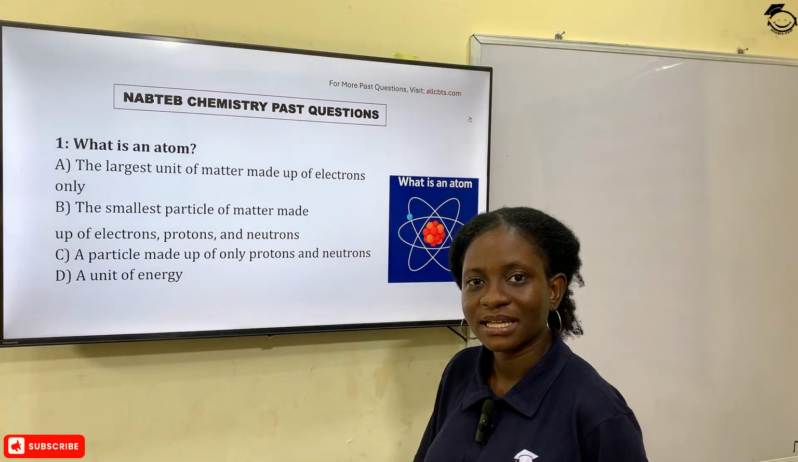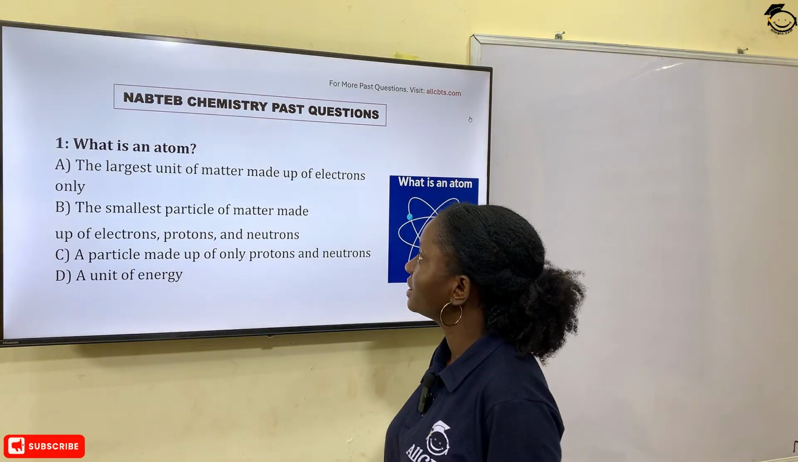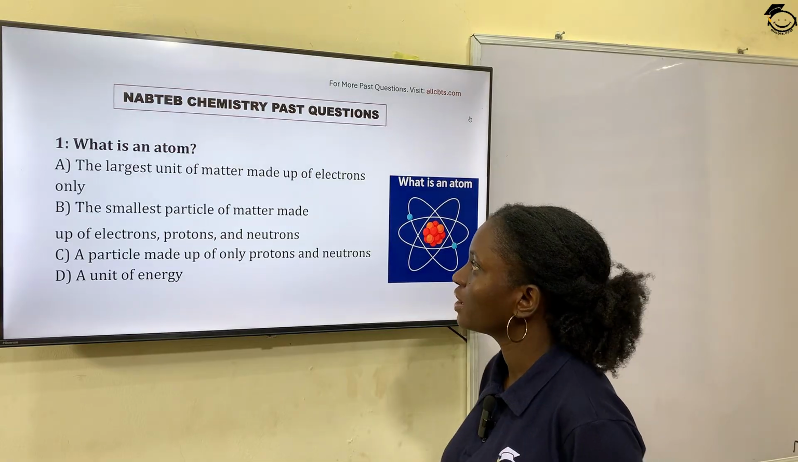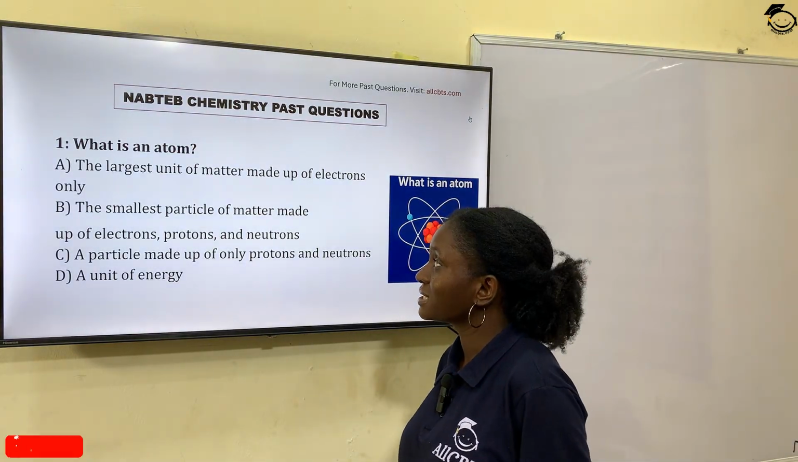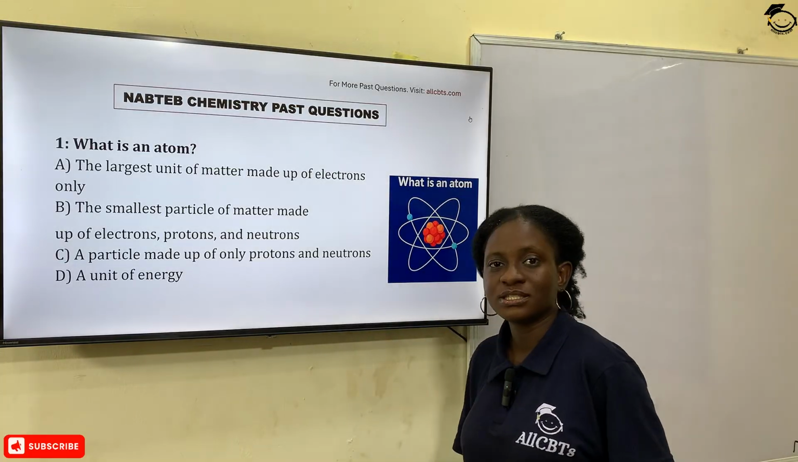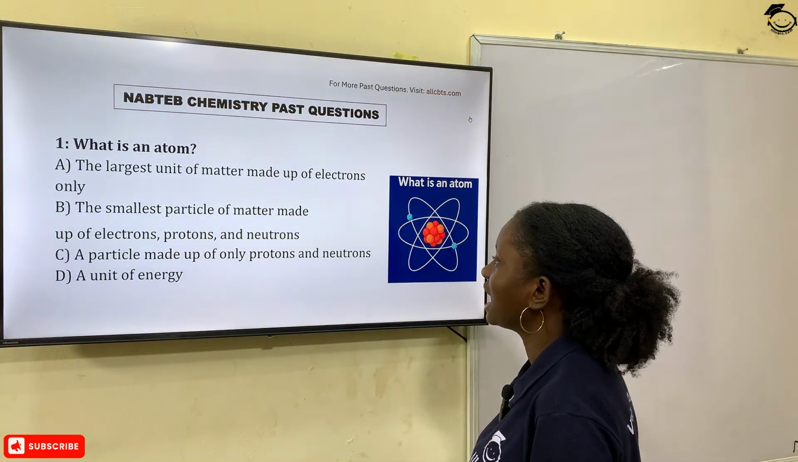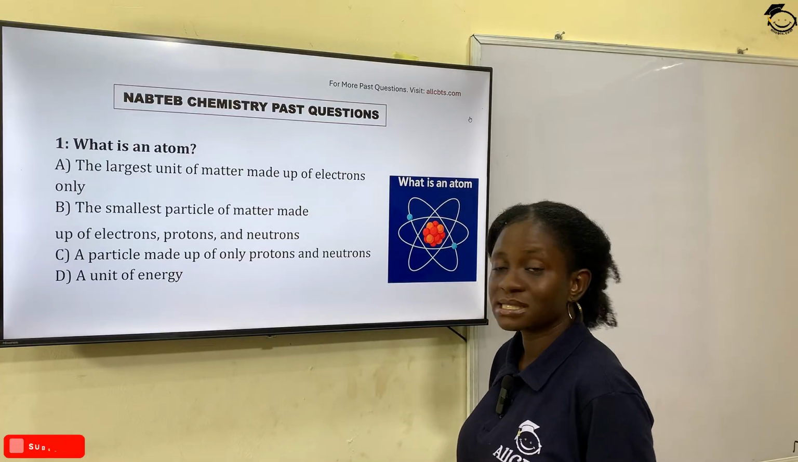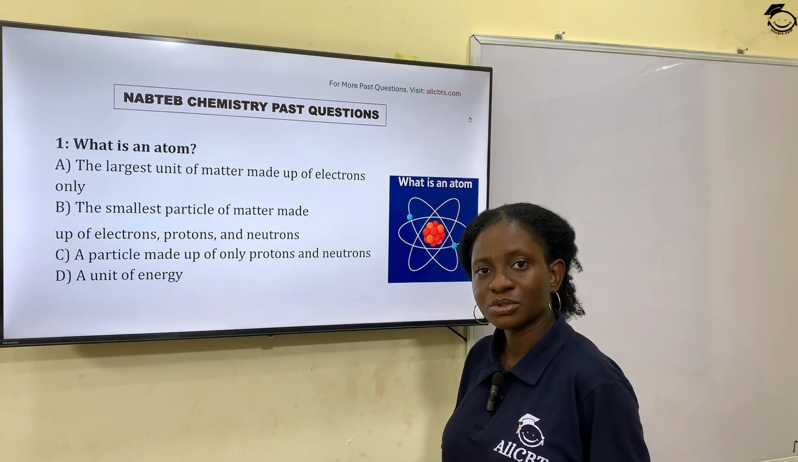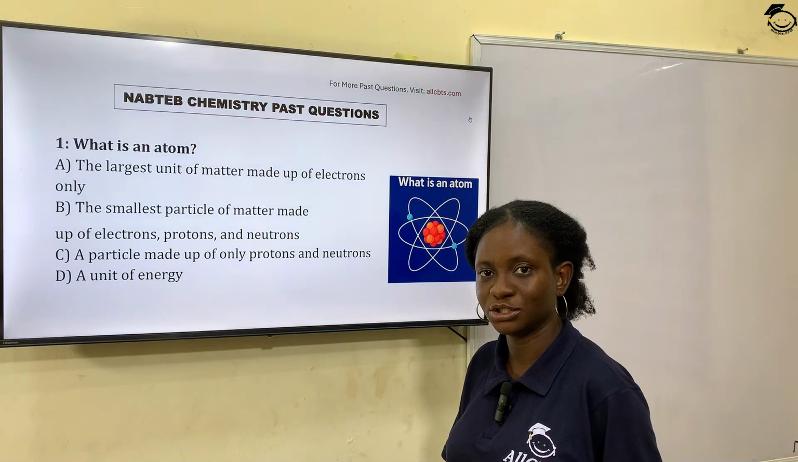My name is Banke. I will be going through NABTEB Chemistry past questions. So let's get started. Question 1. What is an atom? From the picture here, it shows what an atom is. An atom is the smallest particle of a matter and is made up of proton, electron, and neutron.